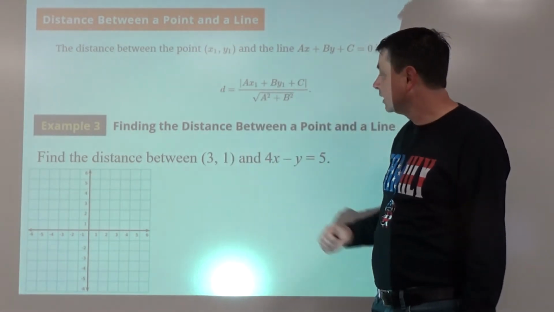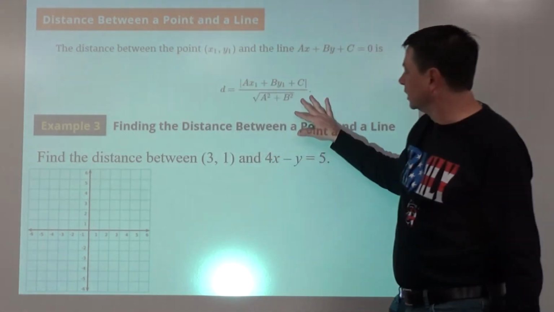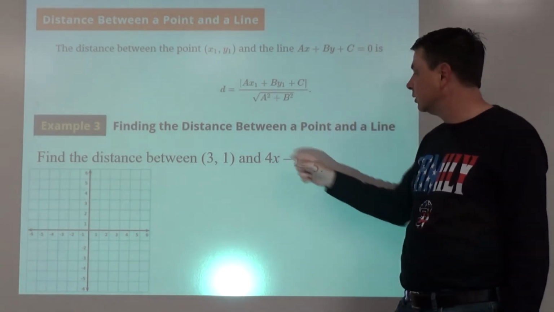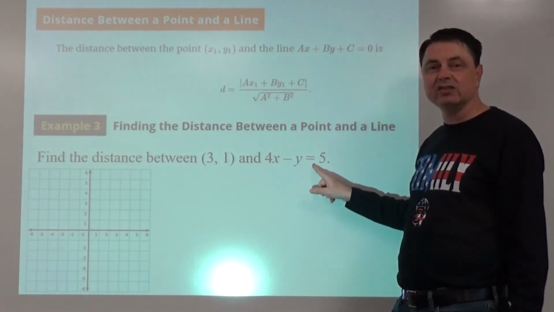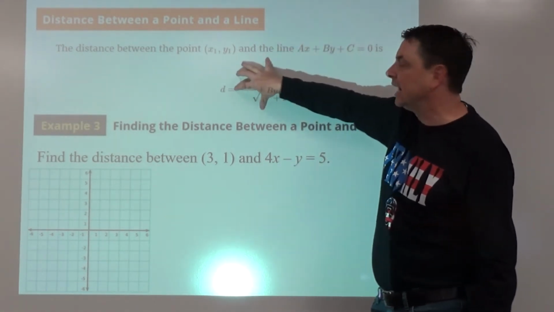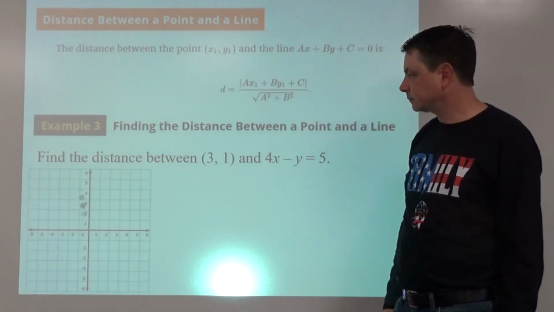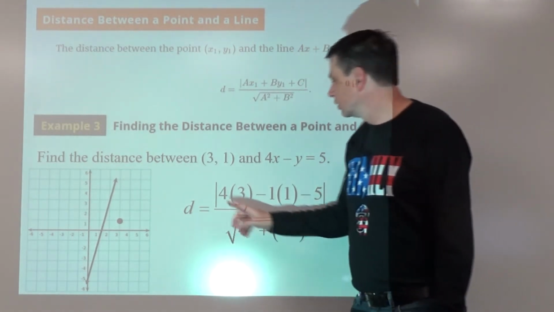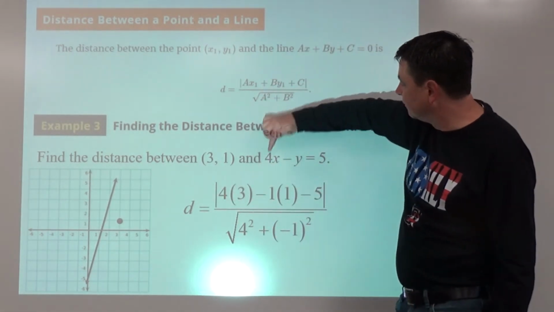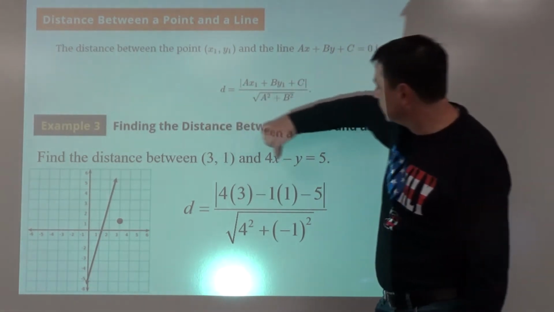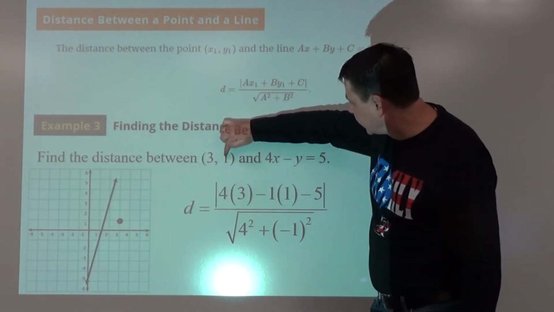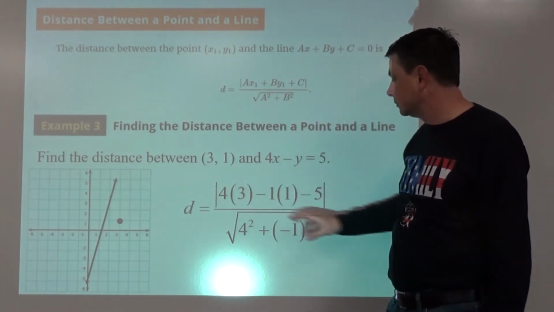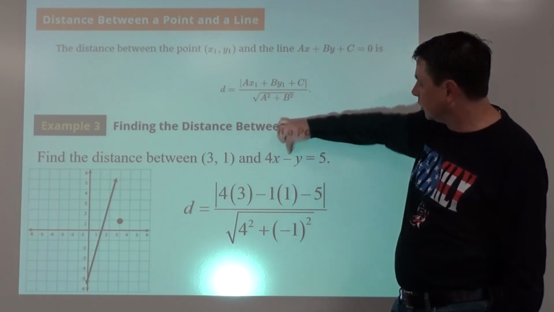Here's our point. But as far as using the formula, we're going to need to get this equation into this form. So we need to have it be equal to 0. So 4x minus y minus 5 equals 0 is going to allow us to use this formula. So the distance is equal to 4 times the x-coordinate, negative 1 times the y-coordinate, and as we said, minus 5, the minus 5 absolute value divided by the square root of 4 squared plus negative 1 squared.